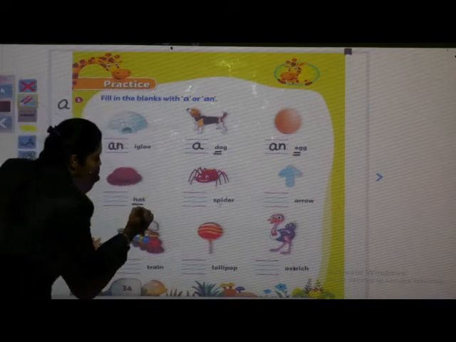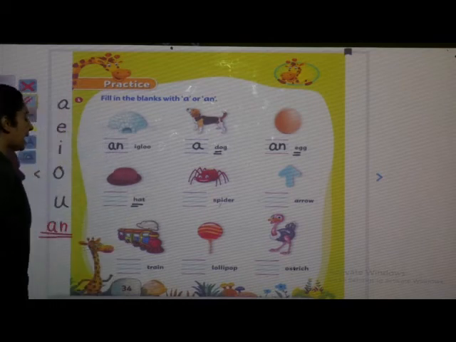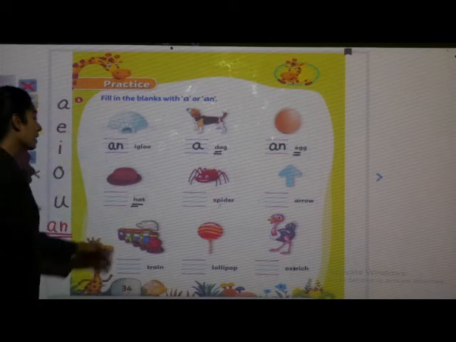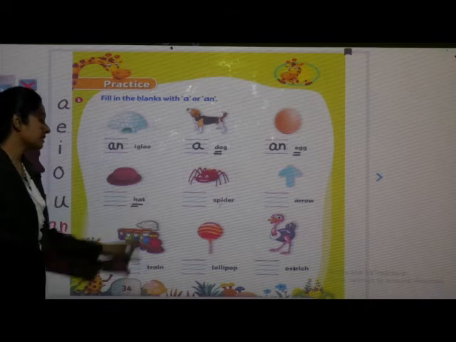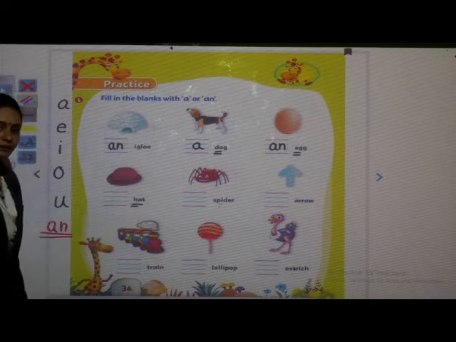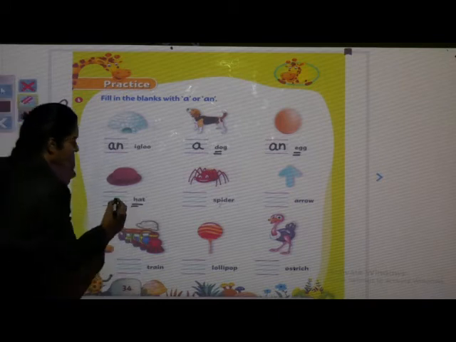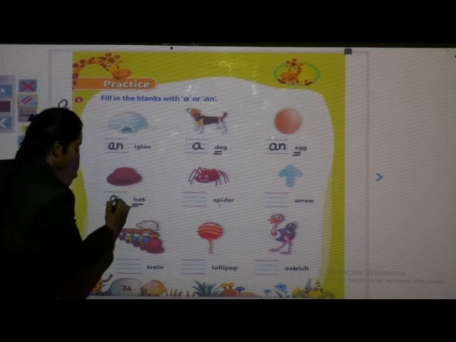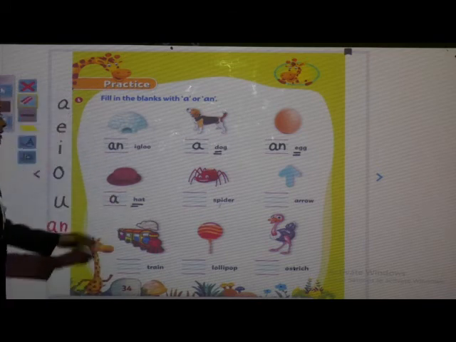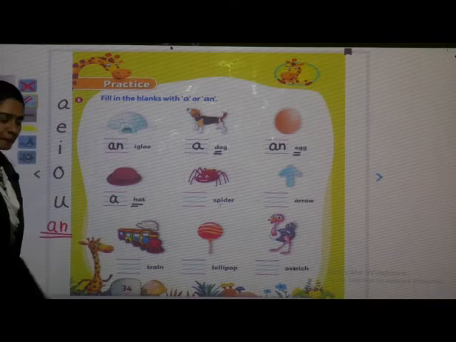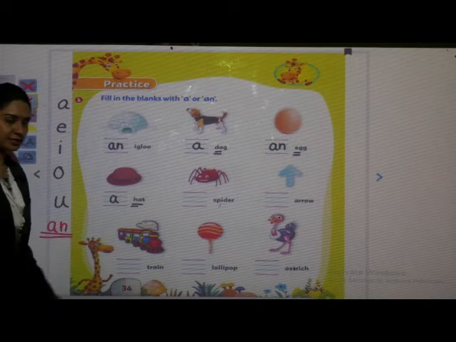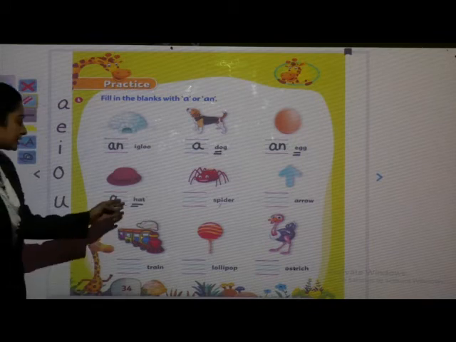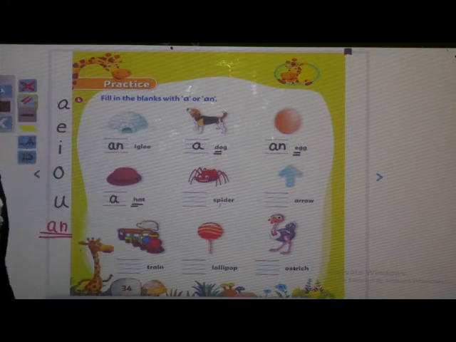Come to next picture, children. H-A-T, hat. So, hat. This is consonant sound or vowel sound? Consonant sound. So, what are we going to write here? A or an? A. Say, a hat. This is a hat.